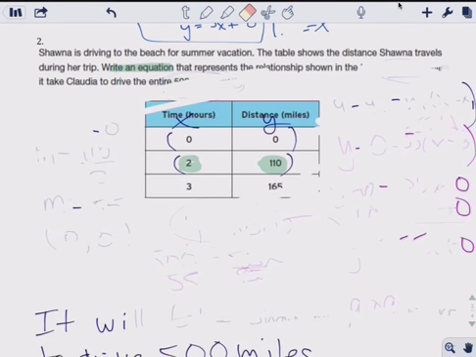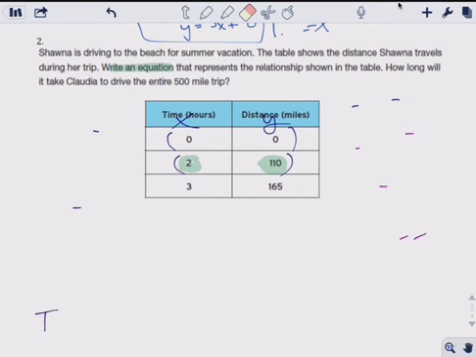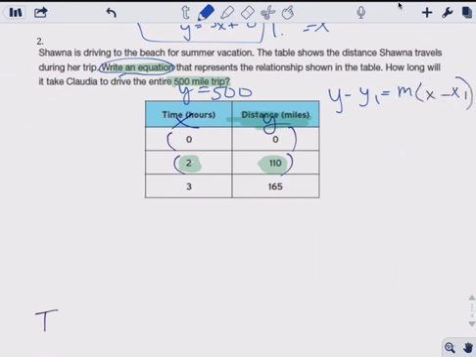This one here. Now, again, they gave us 500 miles. Miles is distance, so that's y. Write an equation, so we know y equals 500. The equation we're going to use is y minus y1 equals m times the quantity x minus x1.